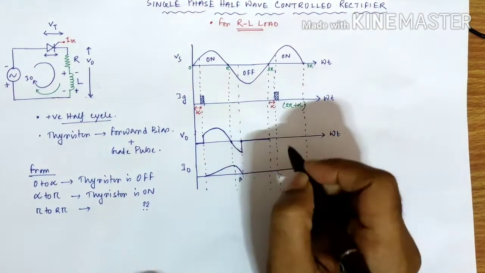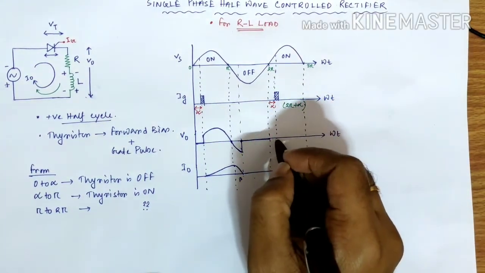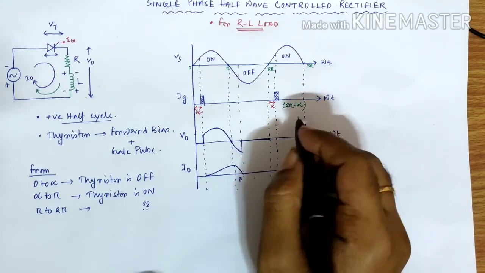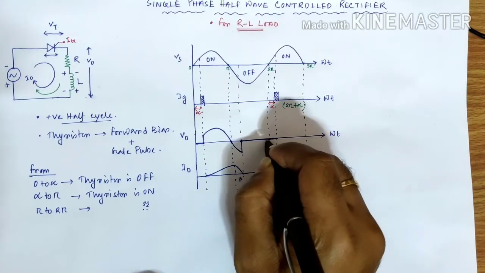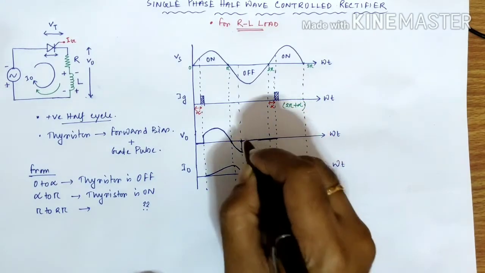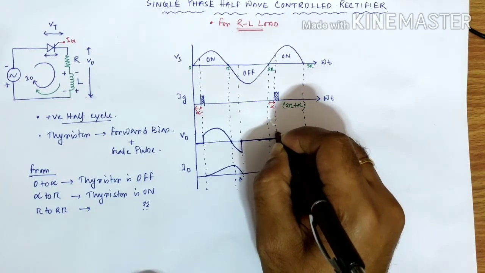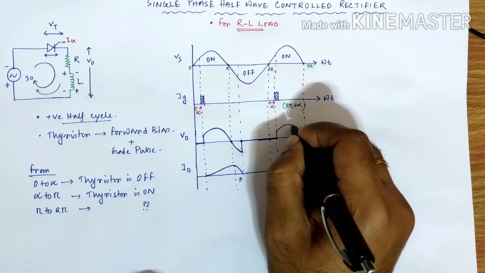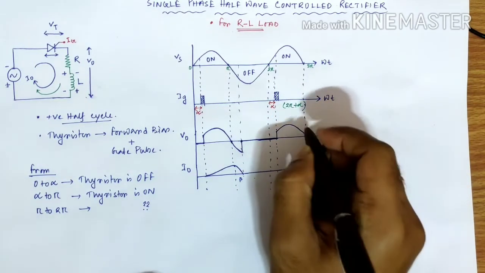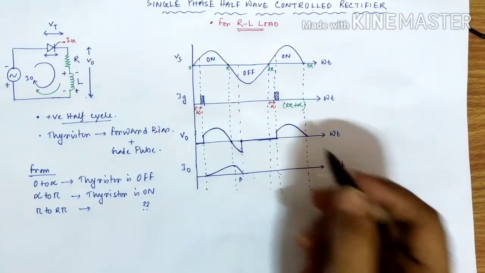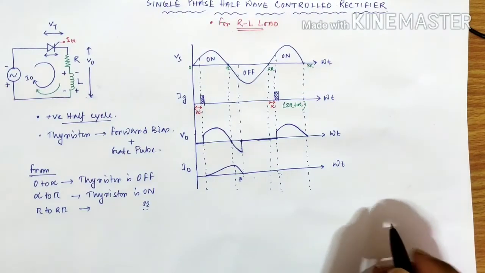So at the angle alpha, that is 2 pi plus alpha, we apply the gate signal. That means the thyristor will turn on. Up to this angle, the thyristor will remain in the off state. After that, the thyristor is on, so it will directly follow Vs. So the output voltage resembles the value of Vs. So V0 follows Vs.